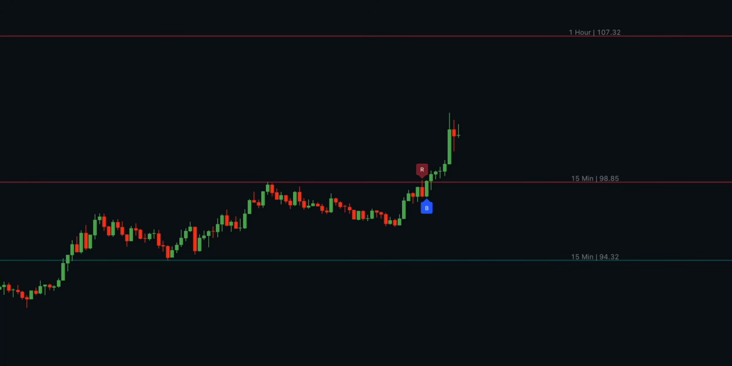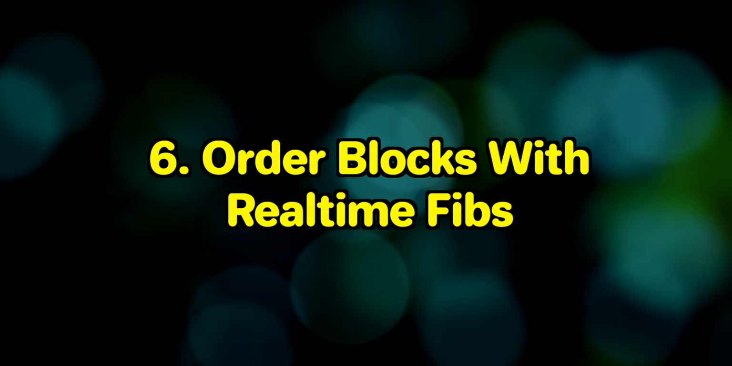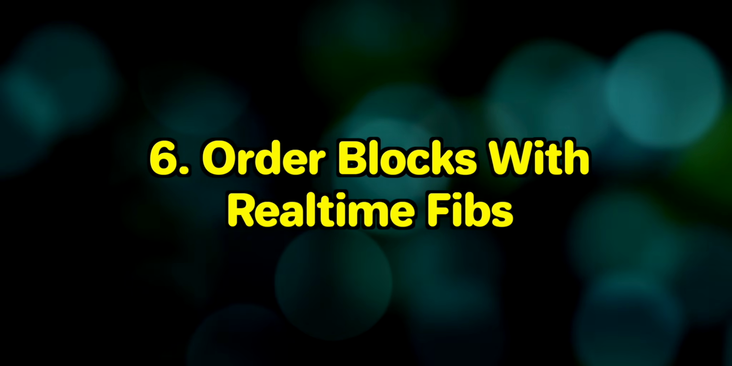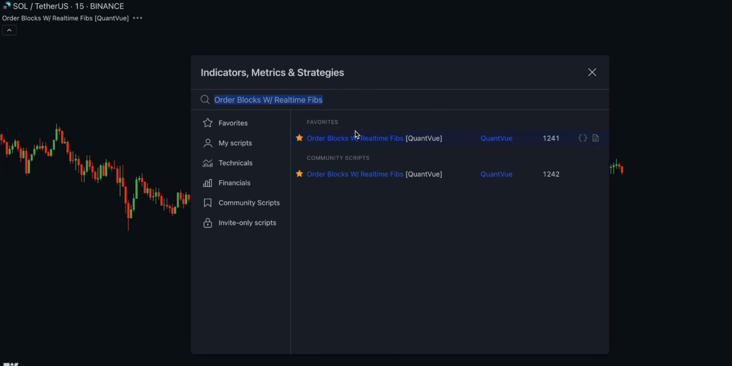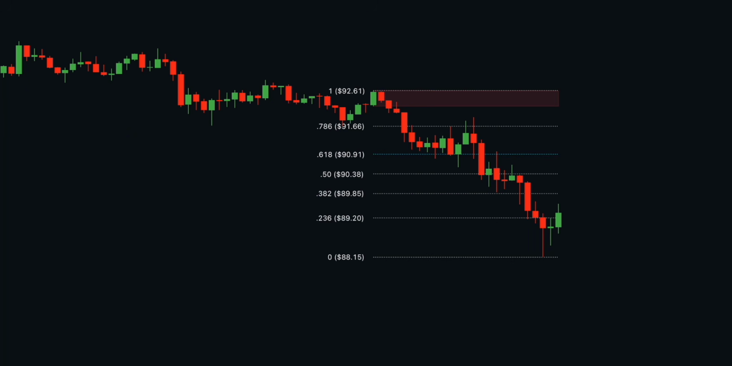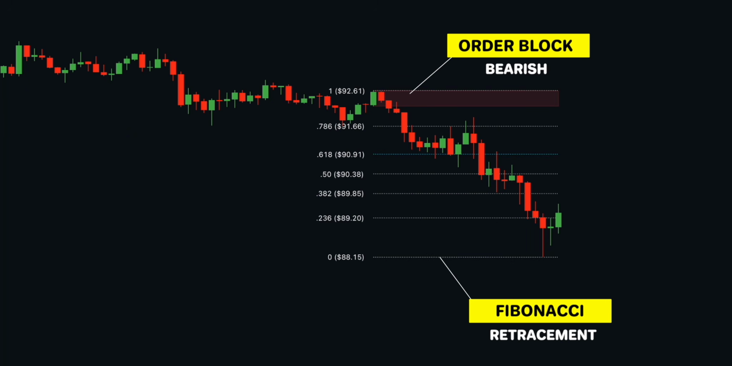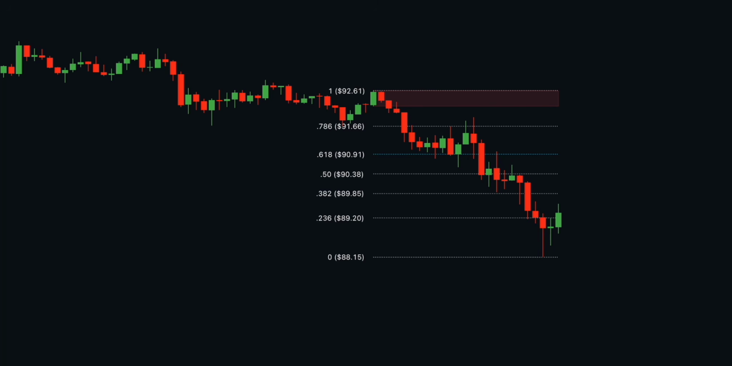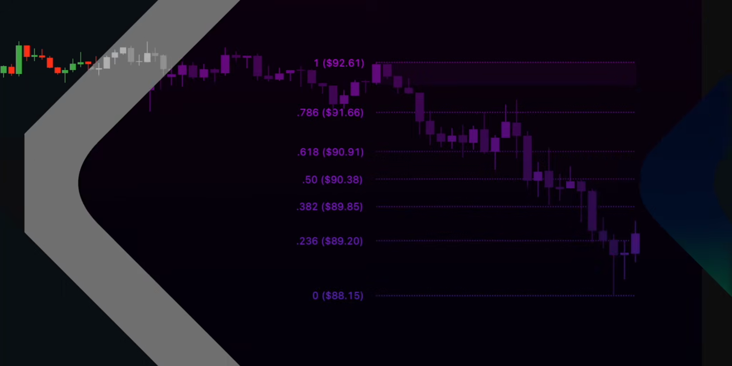Continuing from our exploration of support and resistance by Flux charts, let's dive into another secret weapon in the trader's arsenal: order blocks with real-time Fibs by QuantView. This comprehensive tool ingeniously combines the concepts of order blocks with Fibonacci retracement, creating a powerhouse for traders. It's designed to be a formidable asset in identifying not just entry and exit points, but also potential target areas in the market. The fusion of order blocks and Fibonacci levels provides a unique perspective, allowing traders to pinpoint high-probability trading opportunities with greater precision.